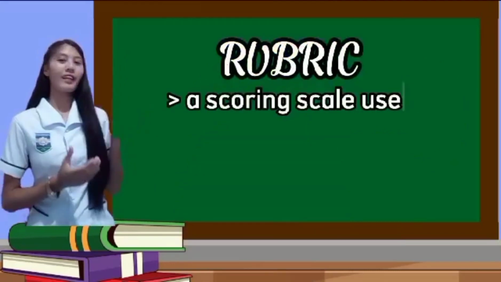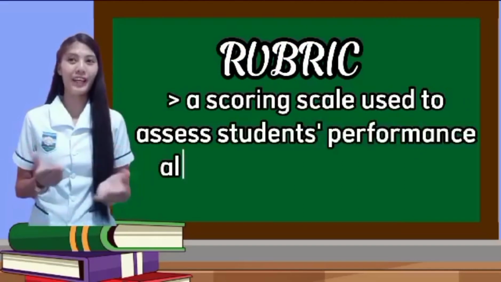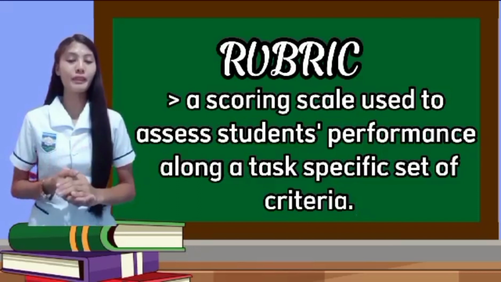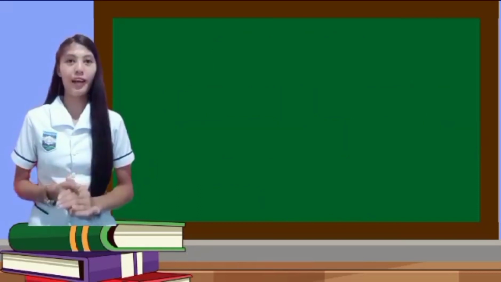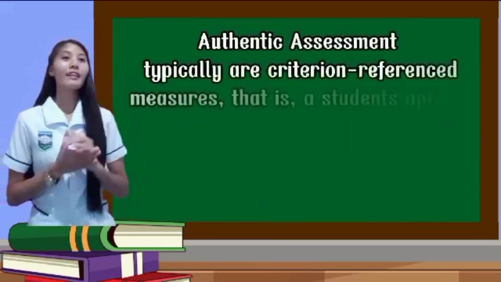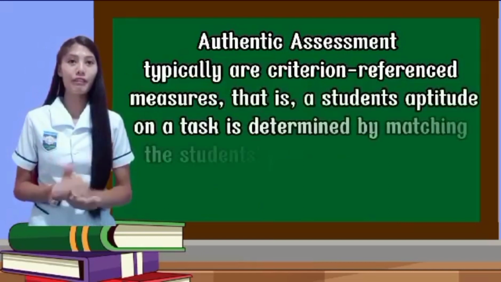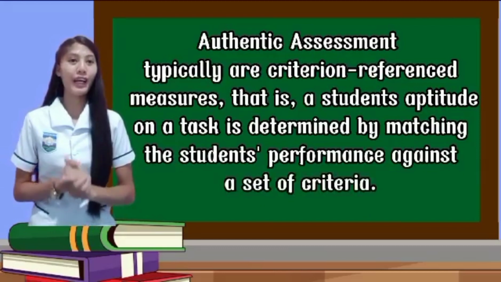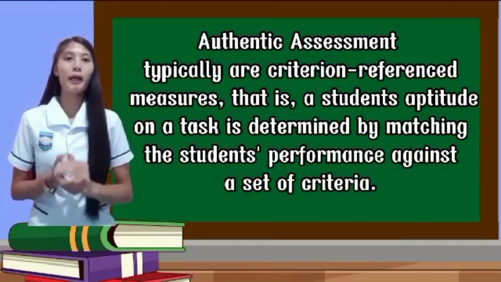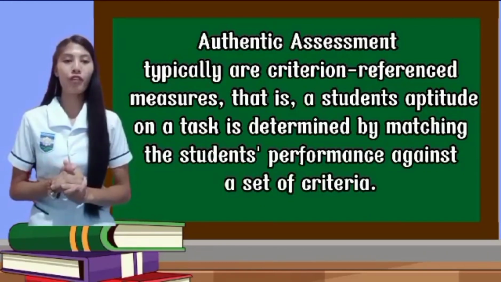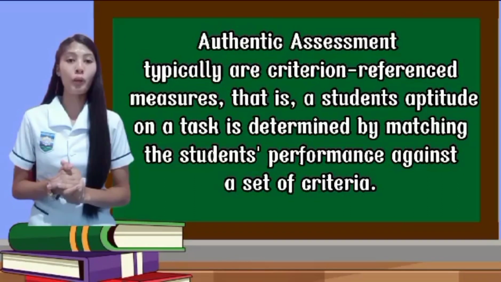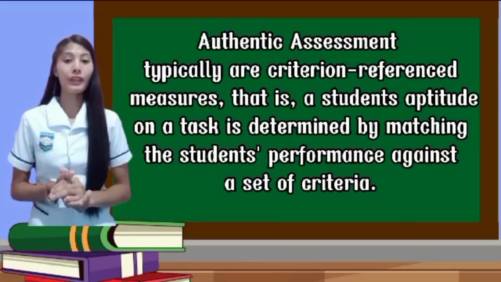So a rubric is a scoring scale used to assess student performance along a task-specific set of criteria. Authentic assessments typically are criterion-referenced measures, that is, a student's aptitude on a task is determined by matching the student's performance against a set of criteria to determine the degree to which the student's performance meets the criteria for the task.